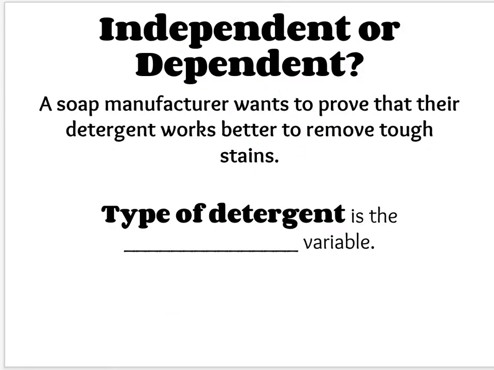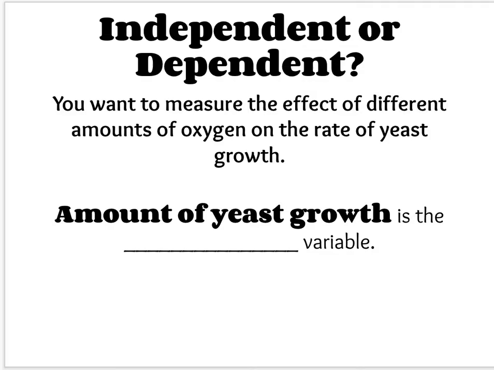Independent or dependent. A soap manufacturer works to prove that their detergent works better to remove tough stains. Type of detergent is the blank variable. Independent variable. You want to measure the effect of different amounts of oxygen on the rate of yeast growth. Amount of yeast growth is the blank variable. Dependent variable.